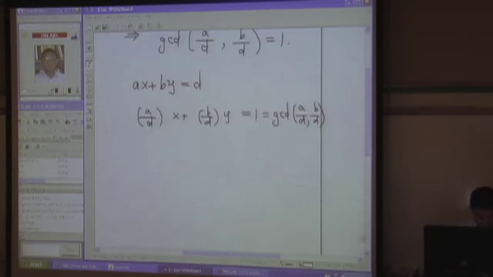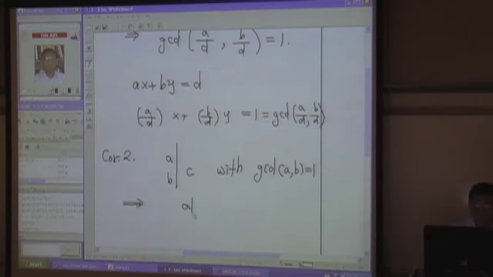The next thing that I want to prove is Corollary 2. The proof part is a tough one, but you can handle it. If A divides C, and B divides C, with GCD of A, B equals 1, then AB divides C.